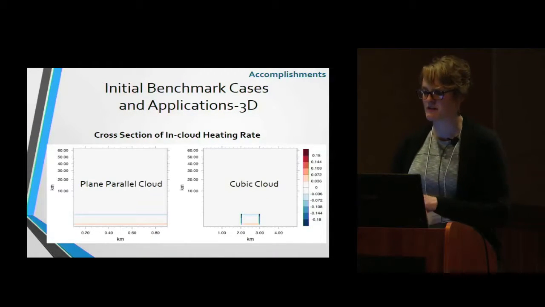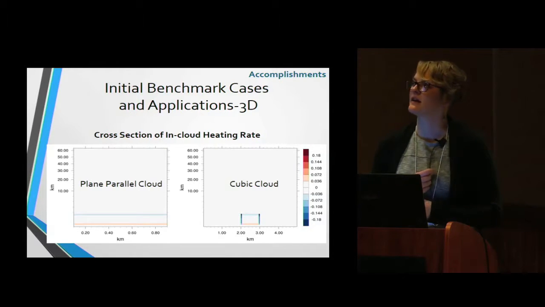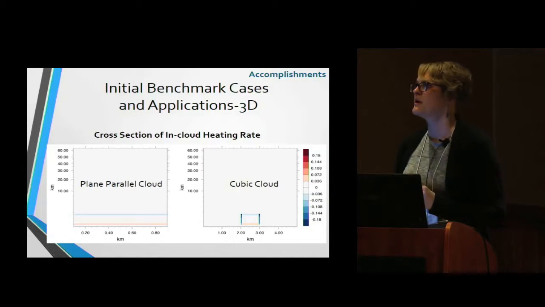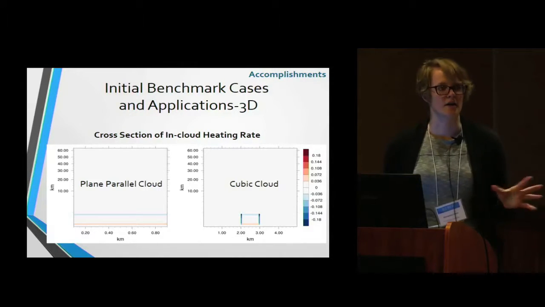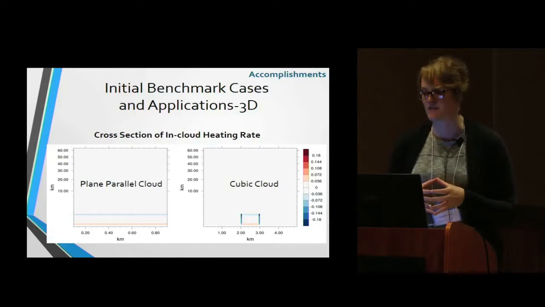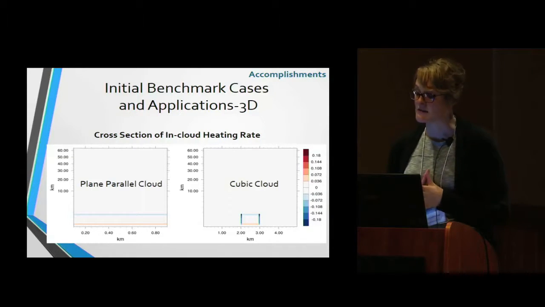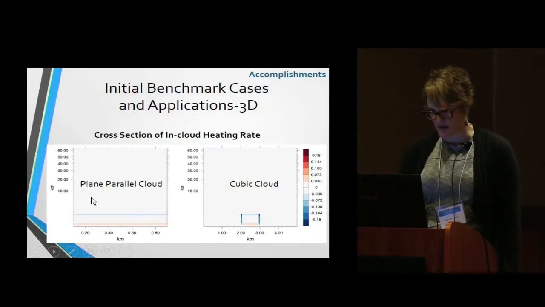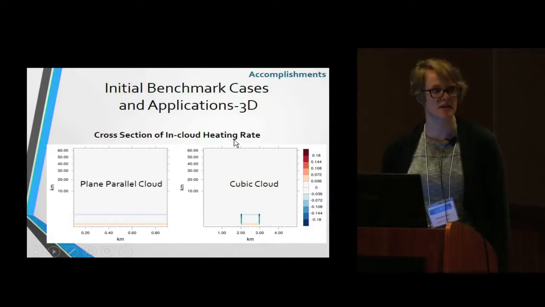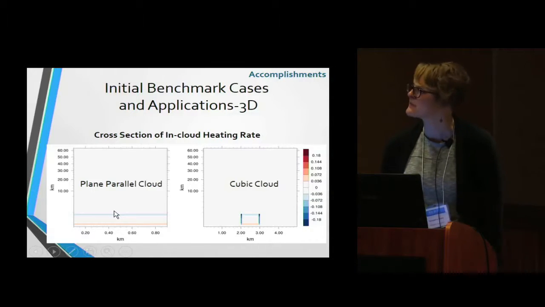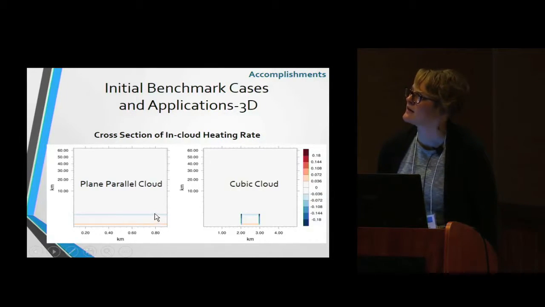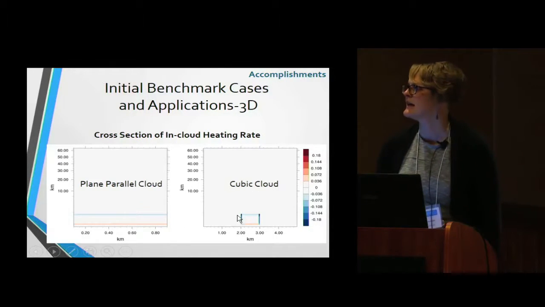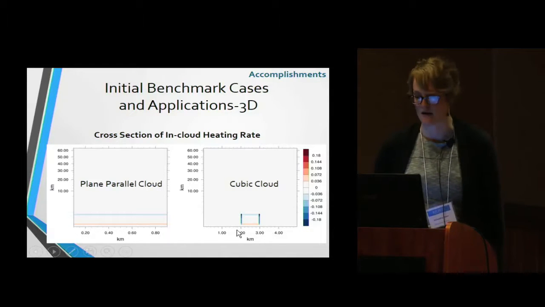So this was my first attempt at benchmarking in a 3D cloud case. So we started with a very simple cubic cloud, and this has a long heritage in the radiative transfer literature. It's the first 3D test case. So that's why we chose it. It's very simple to represent. And so what I'm showing you here are cross sections of the cloud heating rate, or cooling rate if it's blue. And this is for identical clouds other than the plane parallel approximation was used here, and here we have a fully 3D cubic cloud.